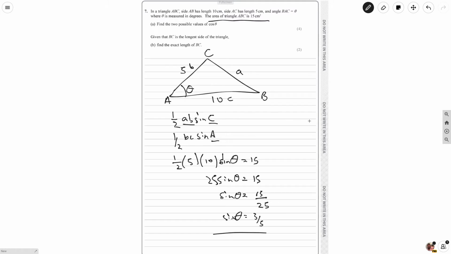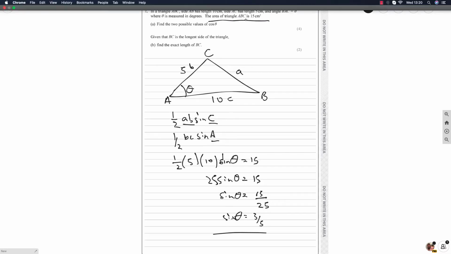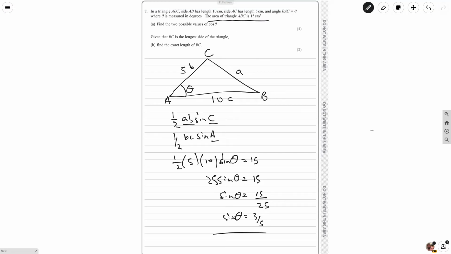I know if you read the question it says, find two possible values of cos theta, it might make you think that you've got to use something different, but when they tell you that the area of the triangle is 15, you've got to use this formula. So now once you've got that sine theta equals 3 over 5 and you think, oh, I didn't really want that, I wanted cos, it's best to just use your trig identity that sine squared of an angle plus cos squared of the same angle is always equal to 1.